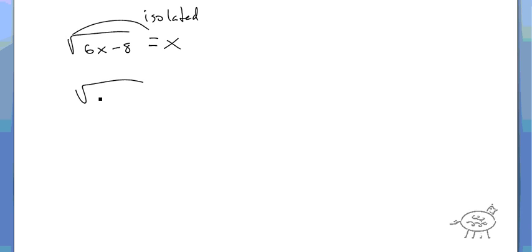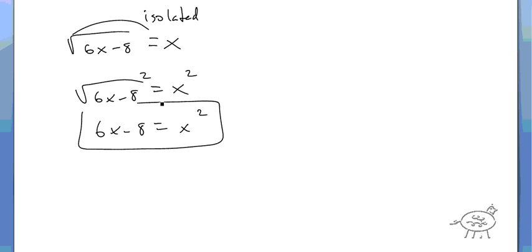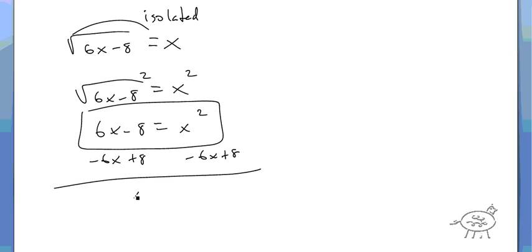So let me rewrite this again. 6x minus 8 equals x. What I'm going to do to both sides is square both sides. So do you guys agree, again, when you square a radical, it just goes away, and you have 6x minus 8. What happens when you square x? Don't you get x squared? So really, this is what you have. And what do you do when you have a quadratic, an x squared? You have to move it to one side. So I'm going to subtract 6x and add 8 to both sides. So I get x squared minus 6x plus 8 equals 0.